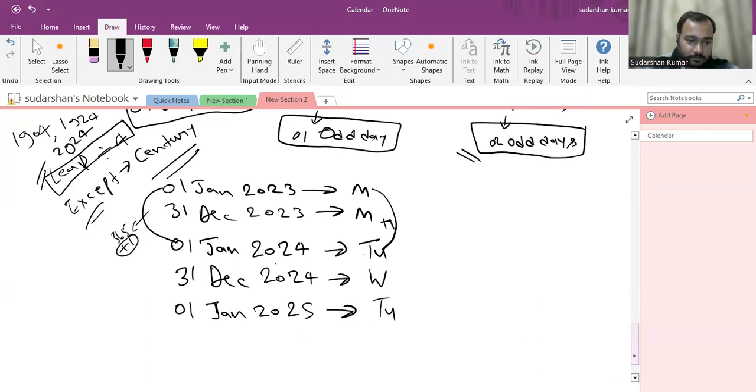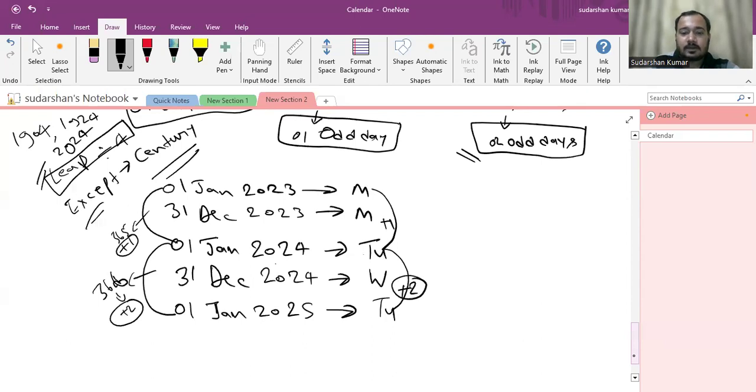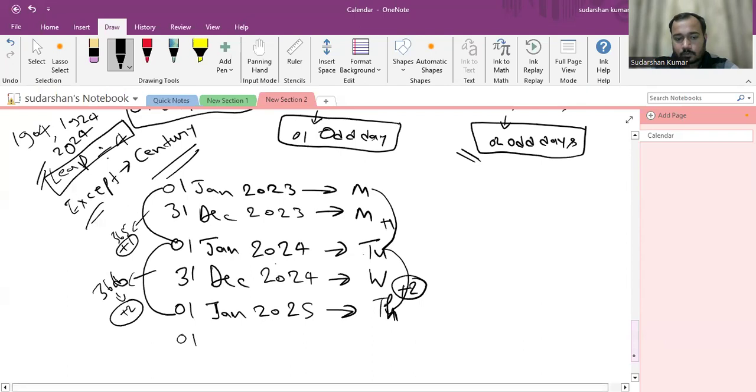But from 1 January 2024 to 1 January 2025, we have 366 days. And in 366 days, there are 2 odd days. And 2 odd days means we have to add 2. So we have added 2 as there is Thursday. So there is written Tuesday. So Tuesday to Thursday.